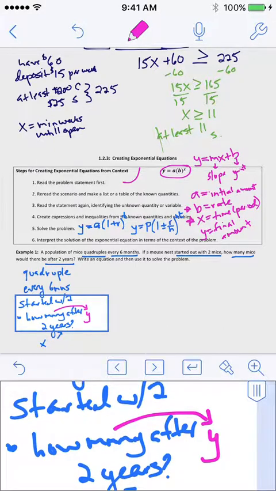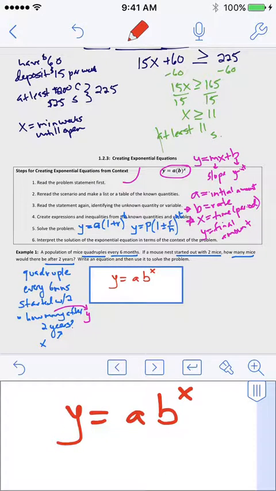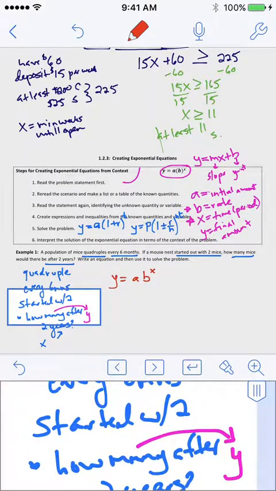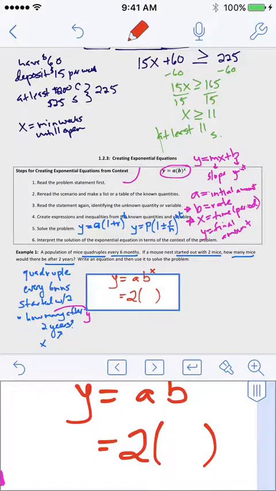So if that's the question, we should have all the other pieces. We should have a, we should have b, and we should have x, right? Otherwise we can't answer y. So let's go ahead and try and build our equation. We'll start with just a general form, y equals ab to the x. I know it's supposed to look like that, so I'm going to pretend it does, and then I'm going to fill in the pieces I know. Alright, a stands for initial amount, starting amount. Okay, starts with 2. Good thing I wrote that down, because now it's easy to find it, right? I noticed it started with 2. So this equals 2. Cool, so far so good.